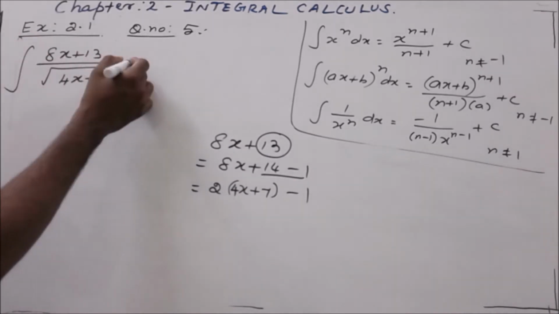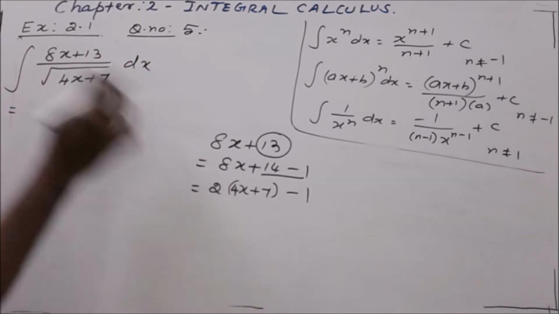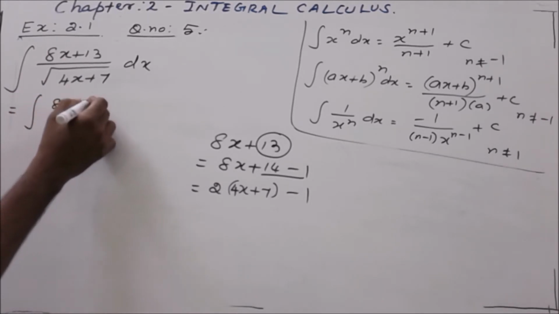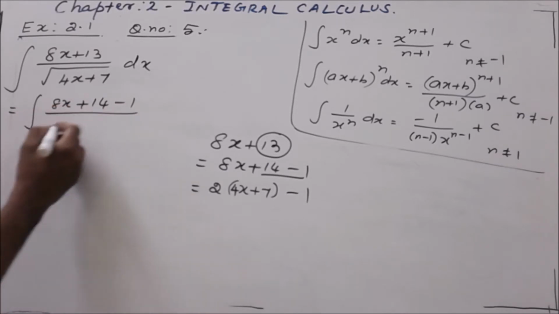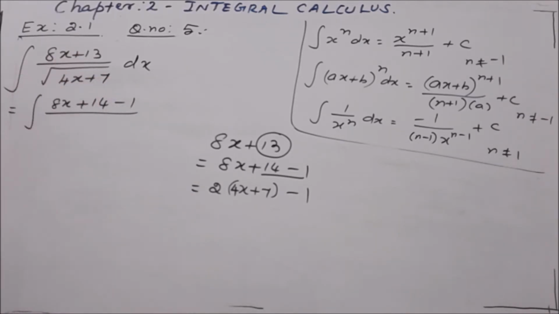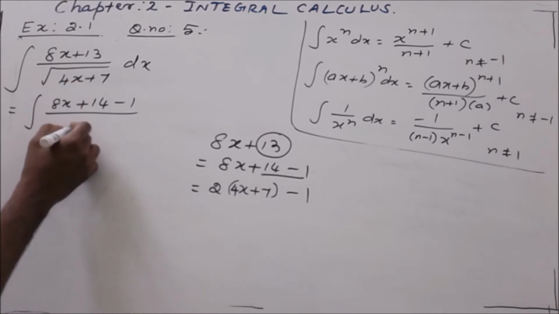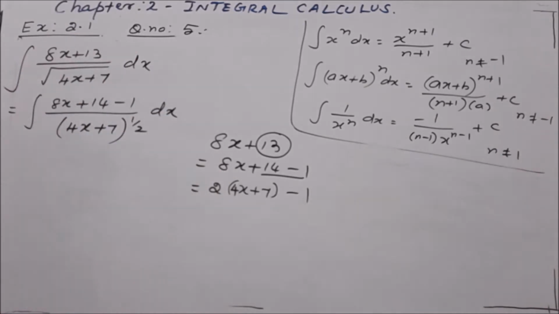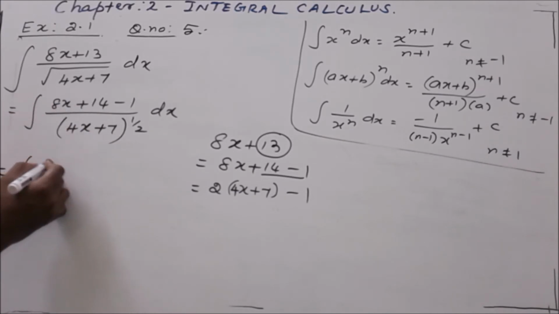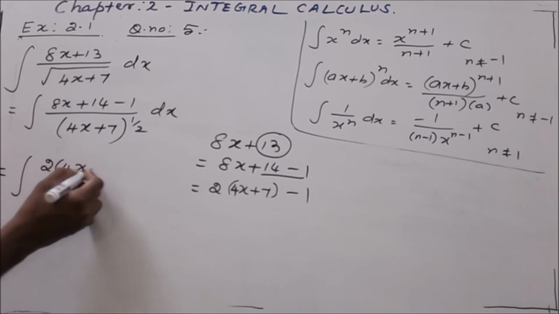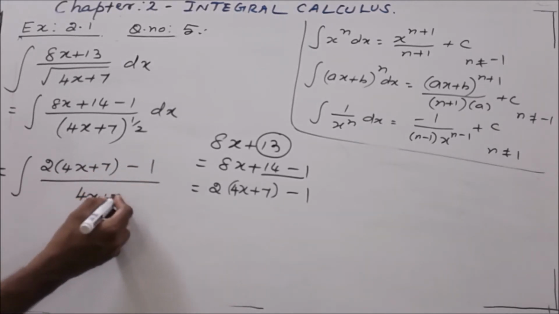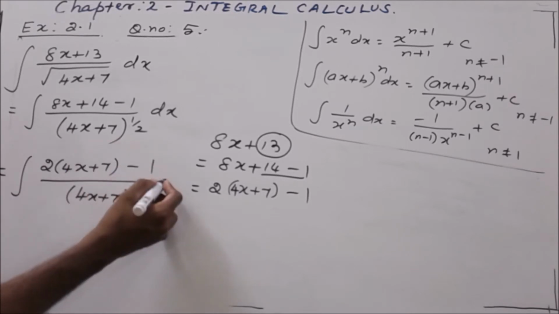So now integral dx is equal to, now apply the equivalent value to the numerator, integral 8x plus 14 minus 1 by 4x plus 7 whole power 1 by 2, because square root is converted as power 1 by 2, into dx. Now simplifying, we have integral, take 2 as common, 2 into 4x plus 7 minus 1 by 4x plus 7 whole power 1 by 2 dx.